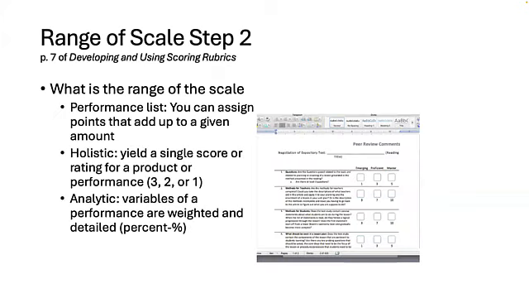Step two, range of scale. Oh my goodness. What is the range of scale? For a performance list, you can assign points that add up to a given amount. For holistic, yield a single score or rating for a product or performance like the one that we showed, 1, 2, 3, or 4. For analytic, variables of a performance are weighted and detailed, and they're usually given either a hard score or percentage.